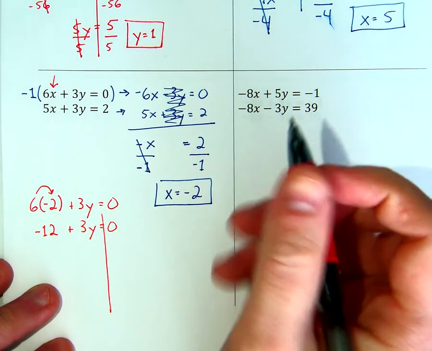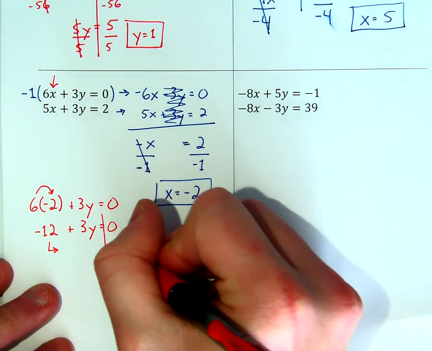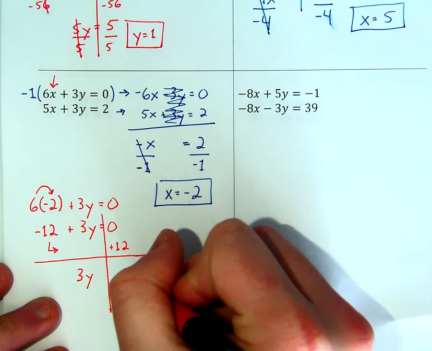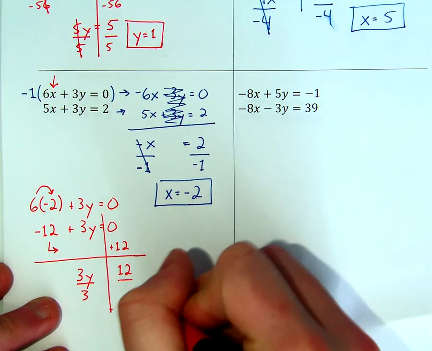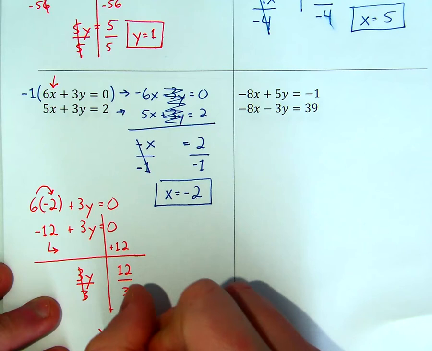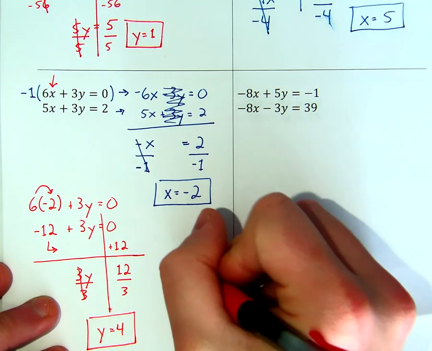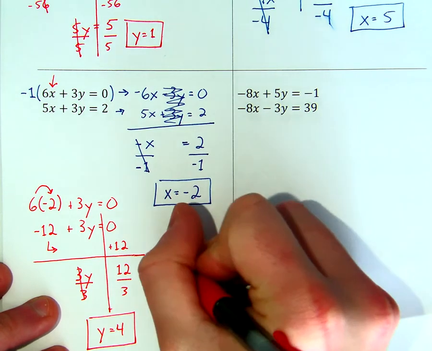This is a two-step equation. We need to first move the -12 over. It becomes +12 when it crosses an equal sign. We'll find that 3y equals 12. To undo 3 times y, we divide by 3 and find that y equals 4. Our final answer, written as a coordinate pair: x is -2, y is 4.